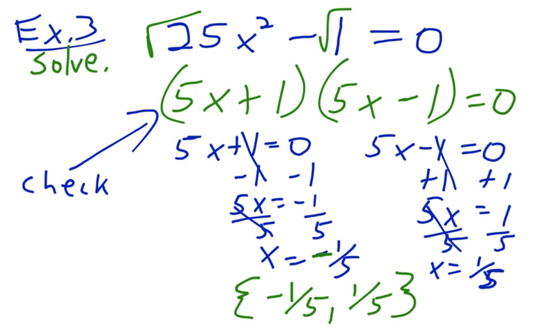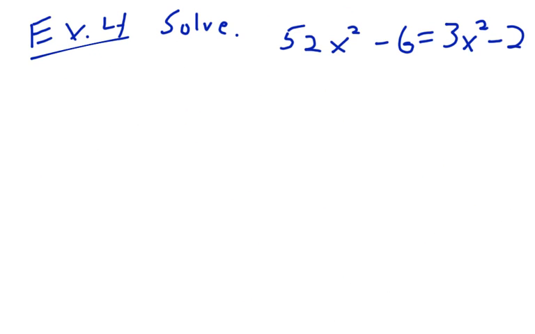Alright, let's try one more. Remember, example 4 says solve 52x squared minus 6 equals 3x squared minus 2. Remember, we always want to set it equal to 0, in other words, put it in standard form. So this is not in standard form at all. So I'm going to shift everything to one side. So I'm going to do minus 3x squared and plus 2. I'm going to do the same thing to the other side.